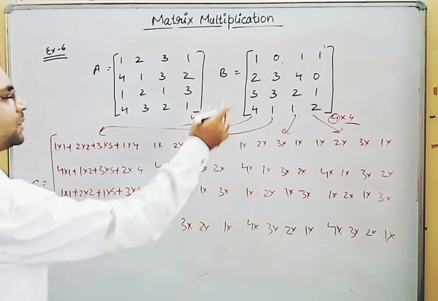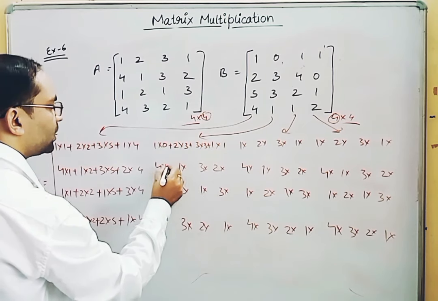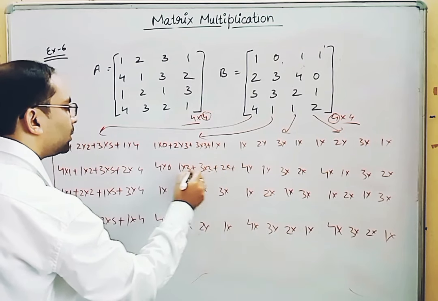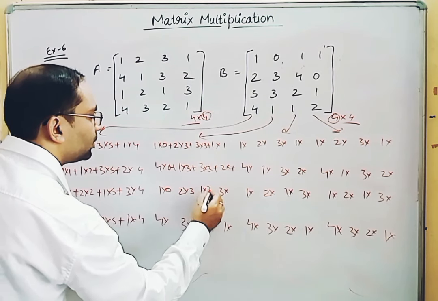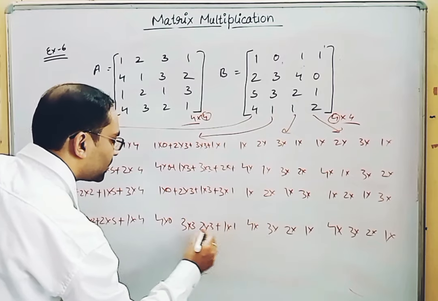Then the second column, this is 0, 3, 3, 1. So we have 0, 3, 3, 1, plus sign in between. This is 0, 3, 3, 1, plus sign in between, and again 0, 3, 3, 1, plus sign in between.